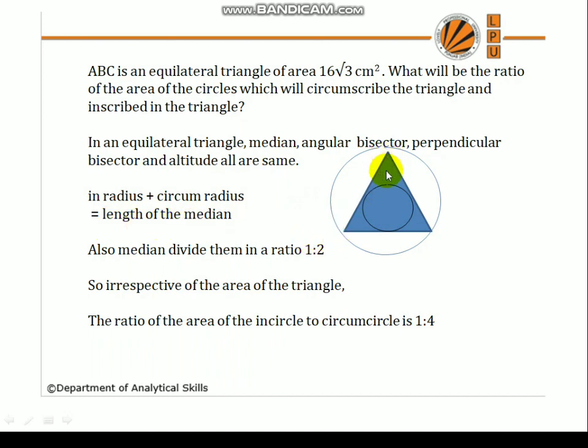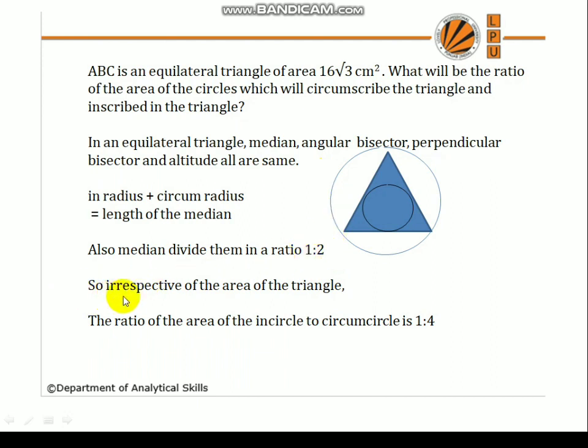That is, I can take the median itself. That median will be the sum of the circumcircle radius plus the incircle radius. That is why in short we can say the length of the median is equal to inradius plus circumradius. Also we know the median divides them in the ratio 1:2. What is 1:2? 1 goes for the inradius and 2 goes for the longer part, the circumradius.